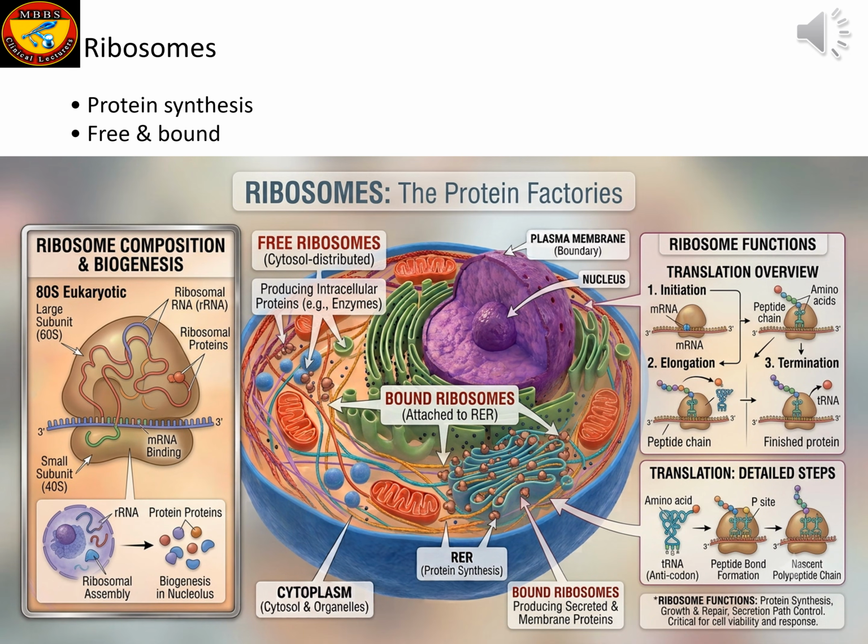Ribosomes. Ribosomes are the smallest organelles but are among the most important. Their primary function is protein synthesis. They consist of ribosomal RNA and proteins. There are two types. Free ribosomes produce proteins used inside the cell. Bound ribosomes, attached to rough ER, produce proteins for secretion or membrane insertion. Protein synthesis occurs through the process of translation. Thousands of ribosomes may be present in one cell, making them essential for growth and repair.